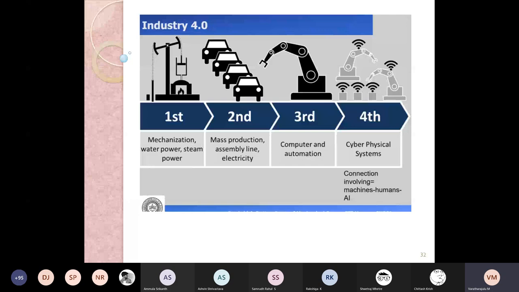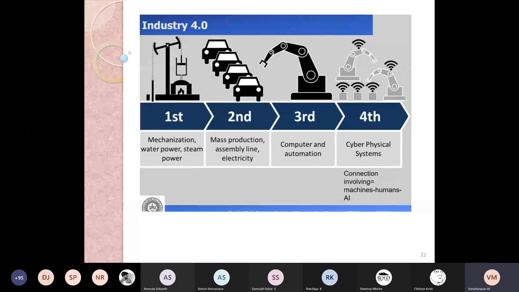And during 1800 we introduced sensors, and we did various work, that is mass production and assembly line became possible with the aid of Industry 2.0. And later, around 1950, when IT evolved, we have computers and we have automation. And during 2000 we have human intelligence based IT.